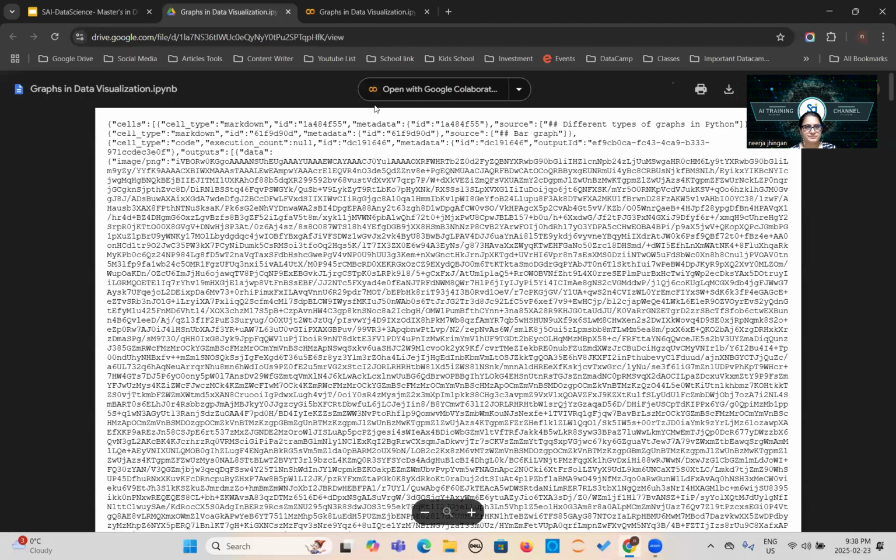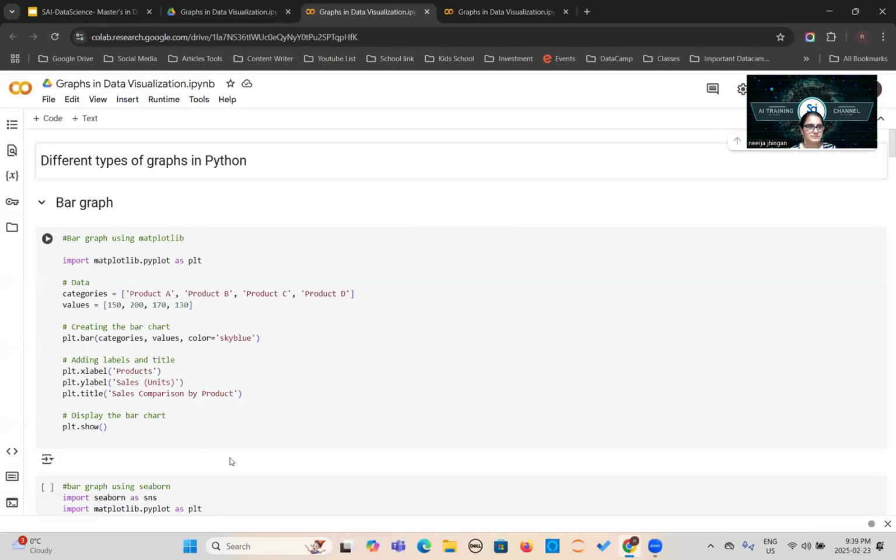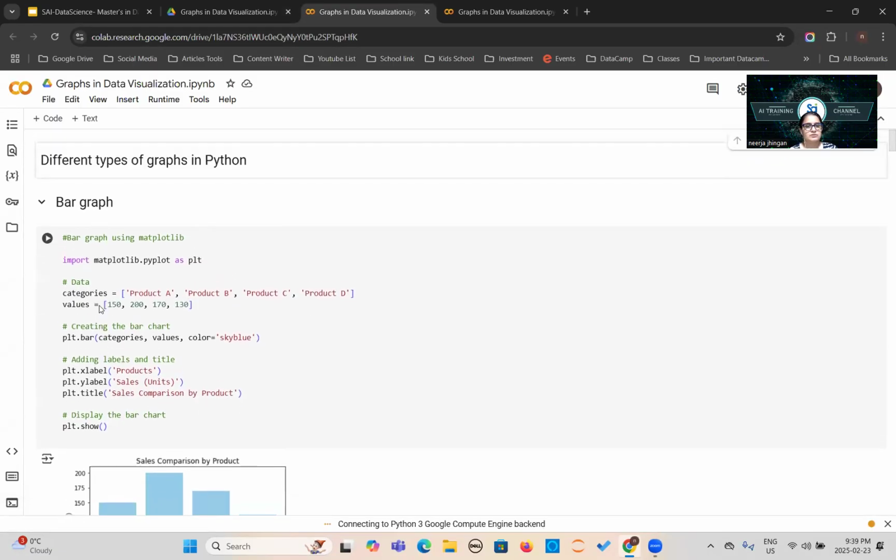Okay. Here we go. I'm using Google Colab. So now look at this. Which libraries do we use in Python to draw the graphs? There are mainly two libraries: Matplotlib and Seaborn. I am going to use those two libraries to plot all your graphs.